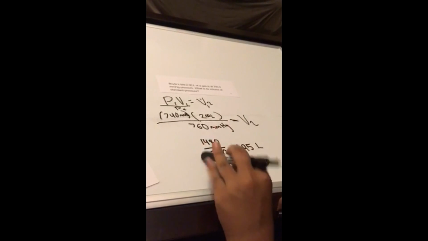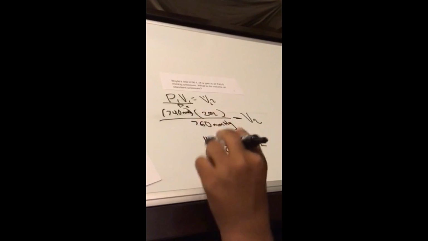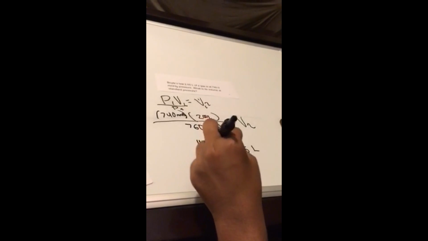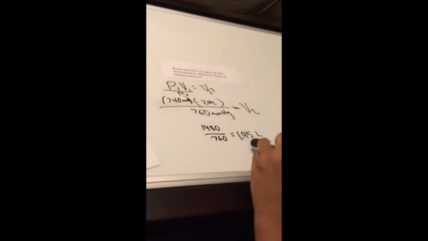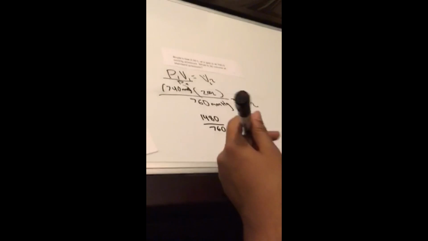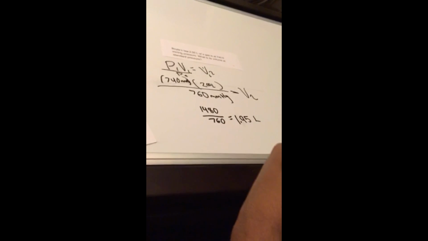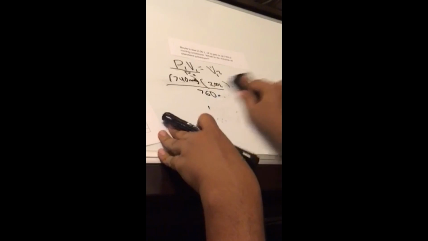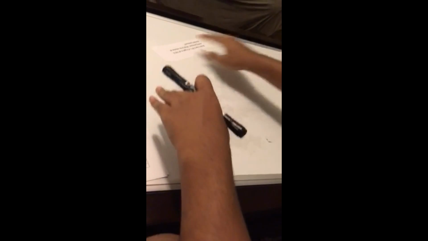So now we would do 740 times 2, which would be 1480. Then we would take that and divide it by 760, which would equal 1.95 liters. So this is the practice question for Boyle's law. Next question we're going to be doing is Charles' law.